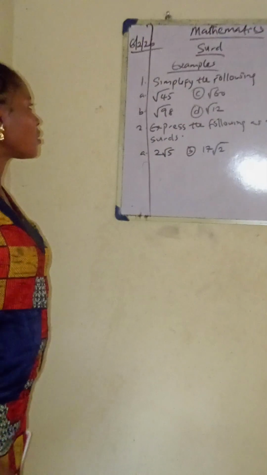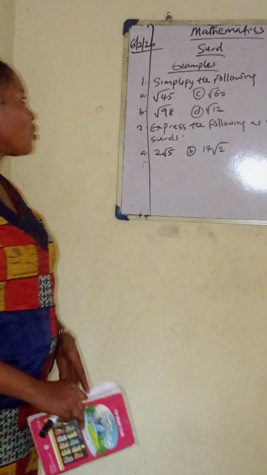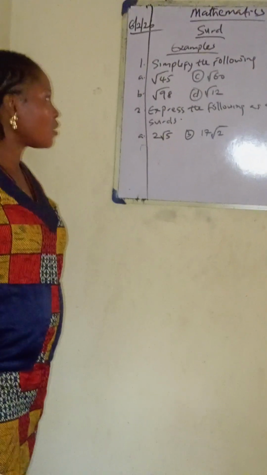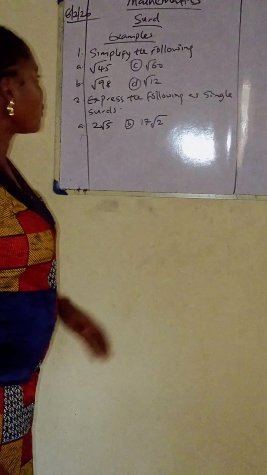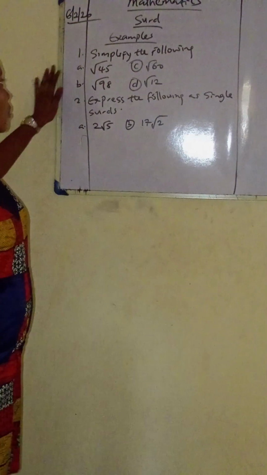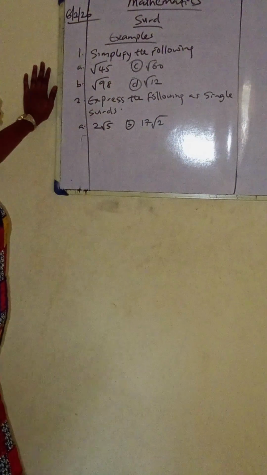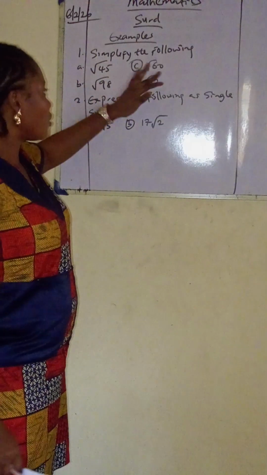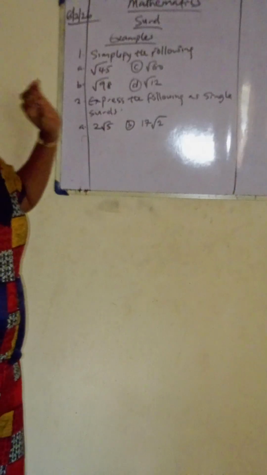Today we are going to look at surds. If we are given any question on surds, we are going to see the examples we have on surds, under simplification of surds. The first one says simplify the following: root 45, root 98, root 60, and root 12.